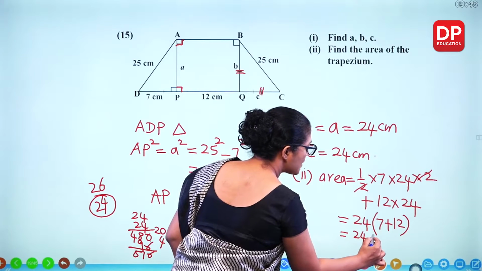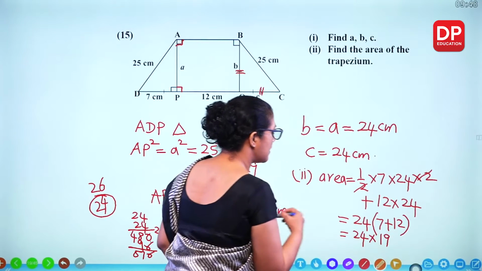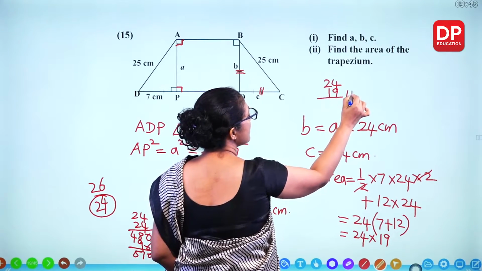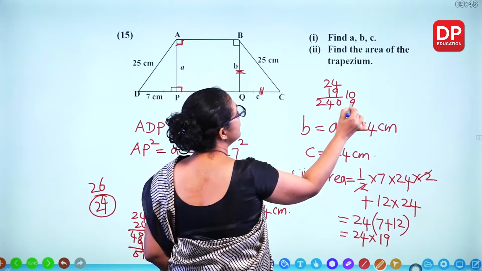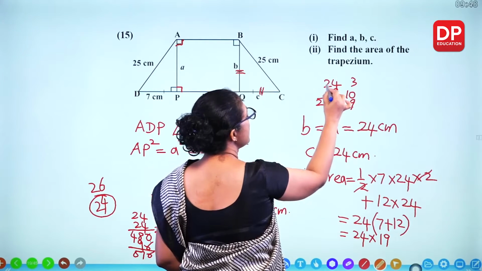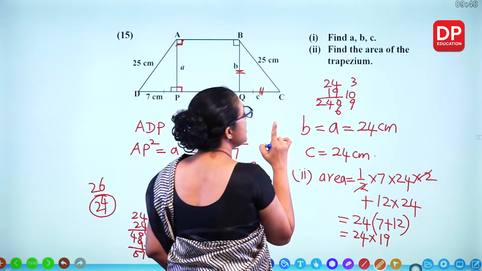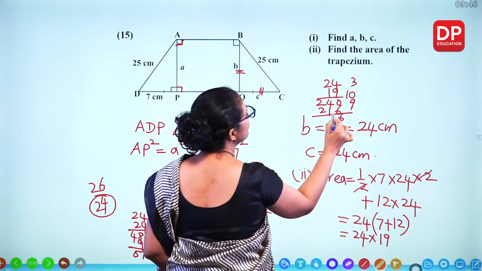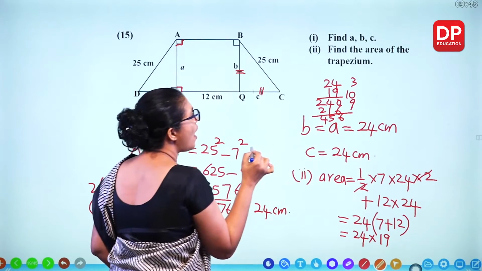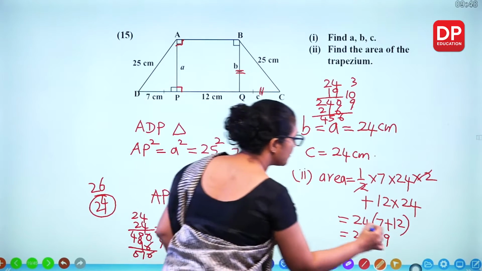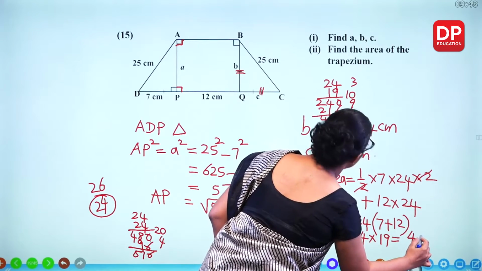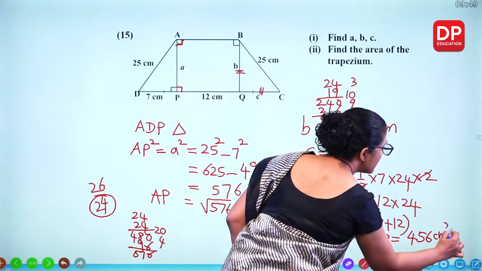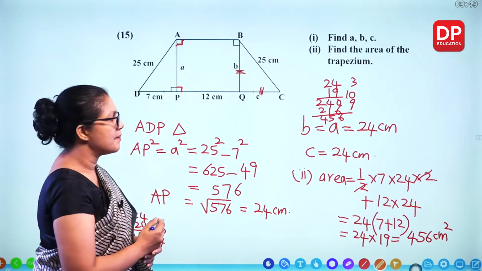So 24 times 19. We'll multiply and see. 24 times 19. 10 and 9. 9 times 4, 36. 3 remaining. 9 times 2, 18. 18 plus 3, 21. 6, 5, 4. 456. So 456 square centimeters is the area of this trapezium.